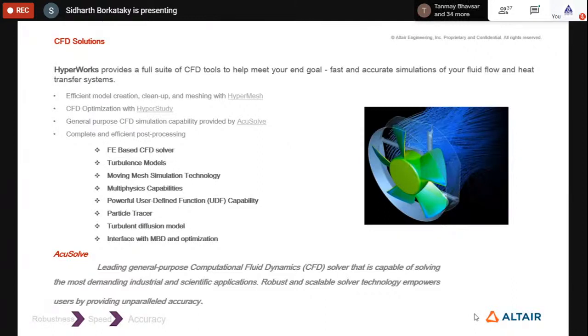So, multi-physics problems. Then some people prefer to write their own codes and apply them to the software. This software has UDF capabilities. Also any problem related to particle tracing. So, a lot of functions are there. We will showcase in detail as I move to the customer, or as I move to some real cases which are being done by people using this tool across India.